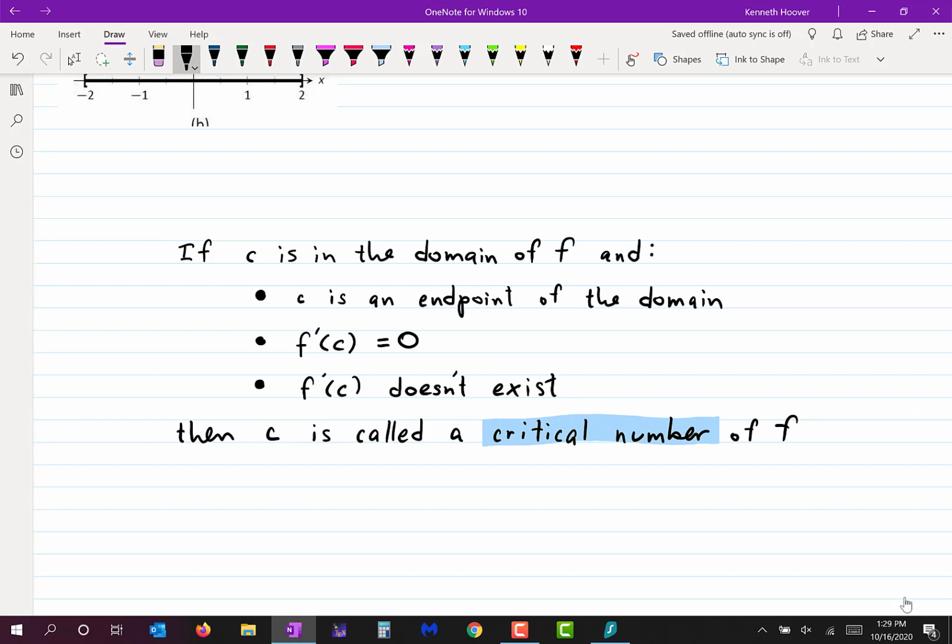And let's just add on to this. The point c, f of c is a critical point of the graph of f.